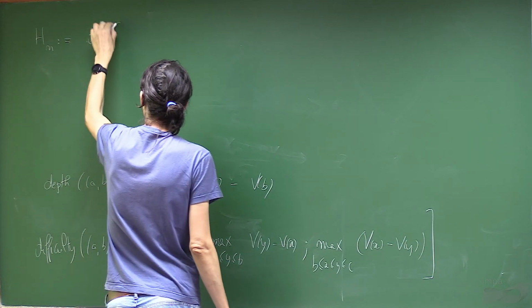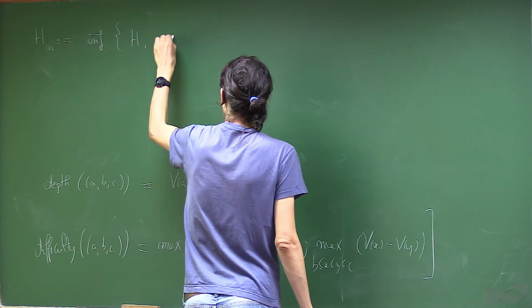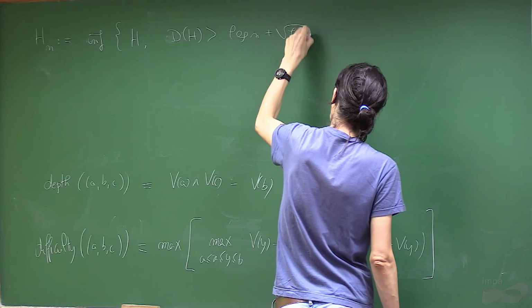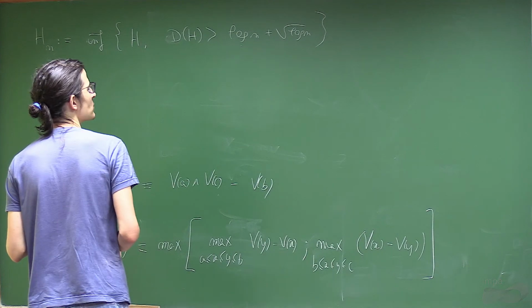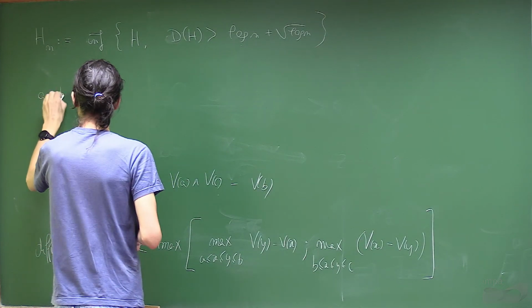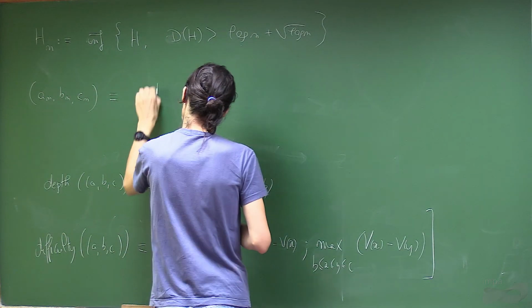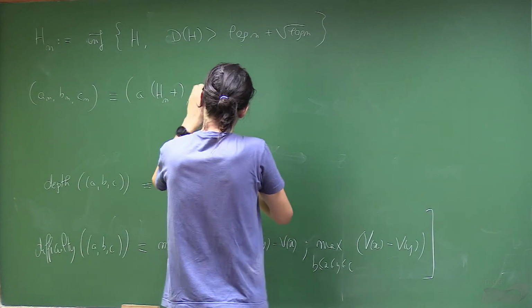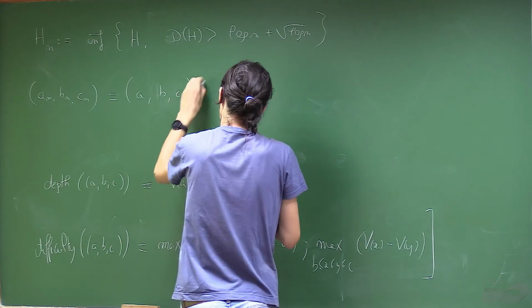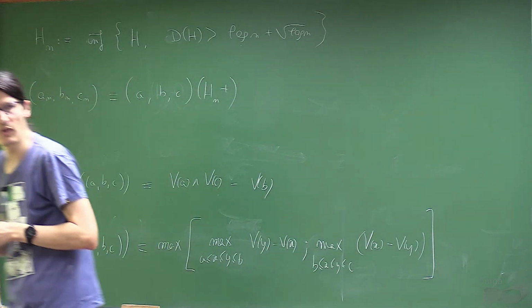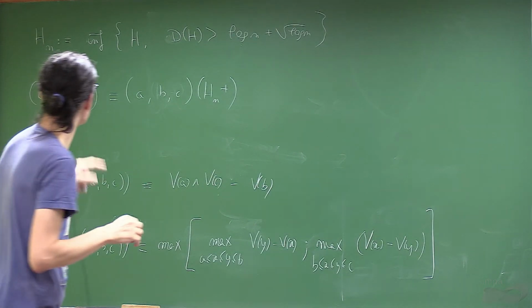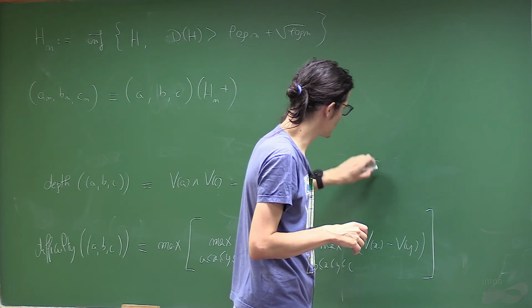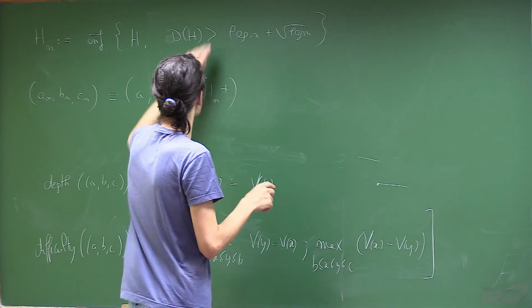H_n is the inf of H such that the d(H) is larger than log n plus square root of log n. Okay, and I'm going to take A_n, B_n, C_n to be equal to A(H_n), B(H_n), C(H_n). Basically, this d of H, it's càdlàg, so it makes jumps in this direction.